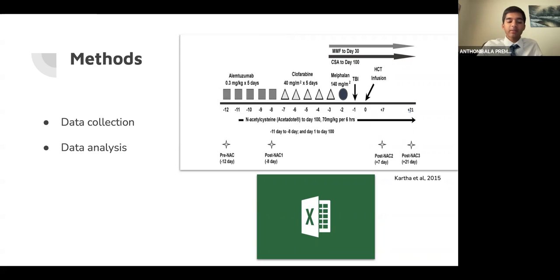The first step was to separate the data into 3 groups. One group consisted of all the NAC concentrations collected during the 3 different stages for the 11 patients. One group consisted of the cysteine concentrations, and one group consisted of the glutathione concentrations.